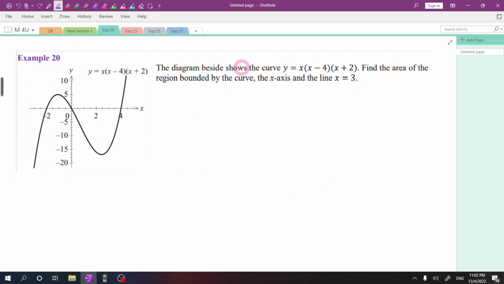The diagram beside shows the curve y equal to x(x minus 4)(x plus 2). Find the area of the region bounded by this curve, the x-axis, and the line x is equal to 3. x is equal to 3, which is over here. This is 3. So we are looking for the area bounded by this curve, x-axis, and this straight line, which is over here.